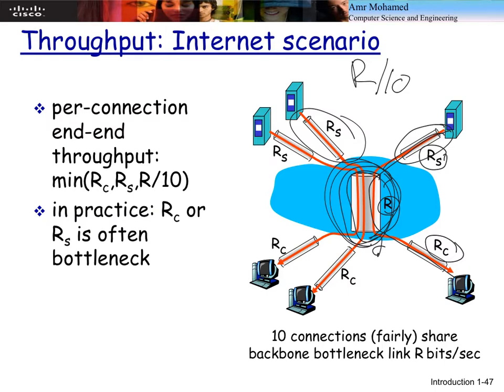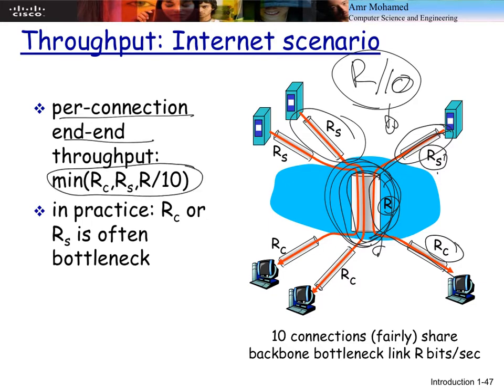So the end-to-end throughput of each individual session is dictated by either RS or RC or R over 10, assuming equal share for all the sessions. So the per-connection end-to-end throughput in that case will be the minimum of RC or RS or R over 10.